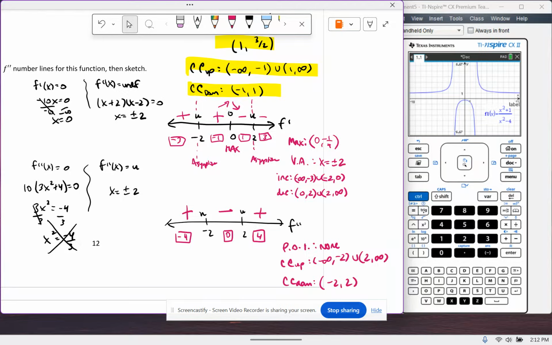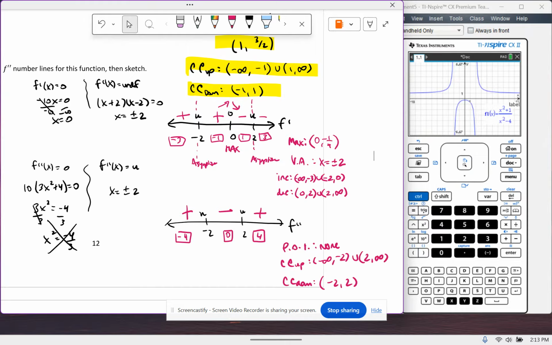We're increasing and concave up. Increasing and concave up. All right. Then we get to -2. All bets are off. What do we become? From -2 to 0, what do we become? From -2 to 0, so that's like this part, right? We are increasing and concave down. Does that make sense? Okay.